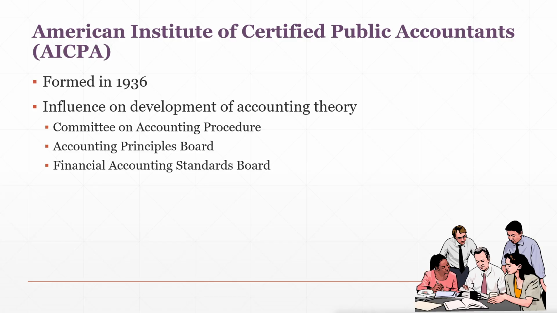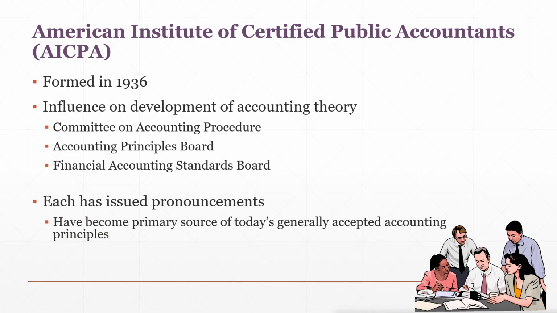The American Institute of Certified Public Accountants was formed in 1936, and they had influence on the development of accounting theory. They had a Committee on Accounting Procedure, an Accounting Principles Board, as well as FASB, the Financial Accounting Standards Board. Each had issued pronouncements and have become the primary source of today's generally accepted accounting principles.